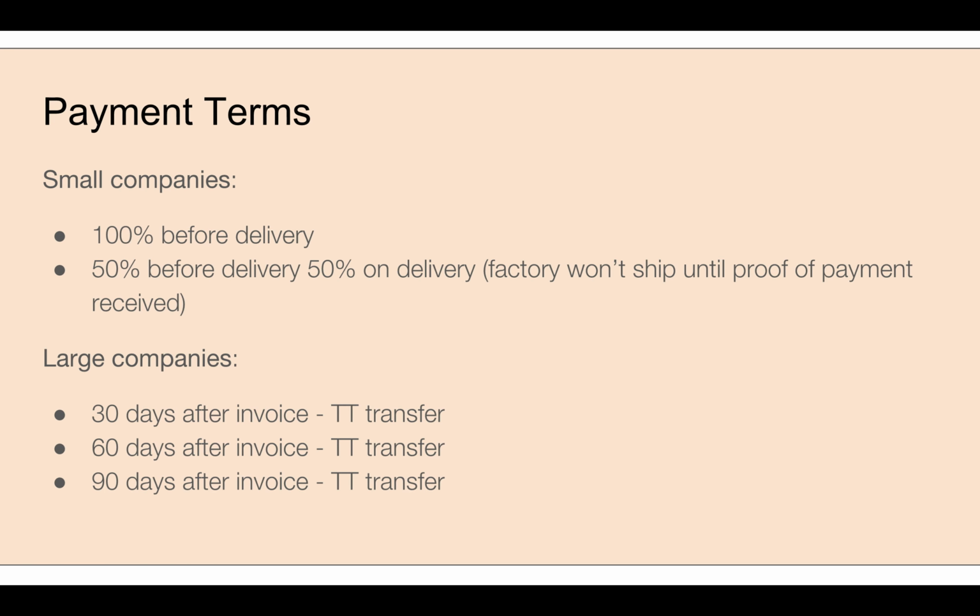Payment terms. Small companies will often be requested to pay 100% before delivery. And if there is a relationship between the manufacturer and the company, maybe 50% before delivery and 50% on delivery. The factory will not ship until proof of payment is received. For large companies, you'll start hearing things like 30 days, 60 days, 90 days. So large companies will have a 30-day grace period after being invoiced to pay, or 60 or 90 days. Obviously 90 is the most desirable, but a lot of factories will not accept 90 days after invoice.